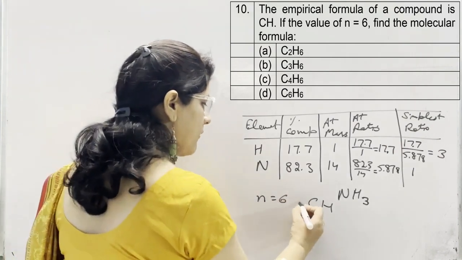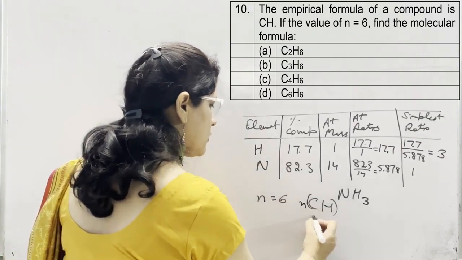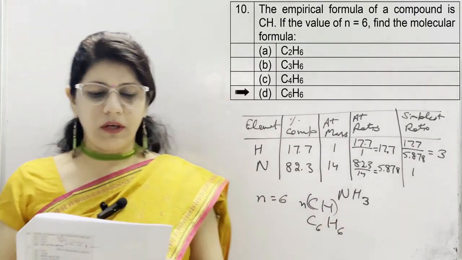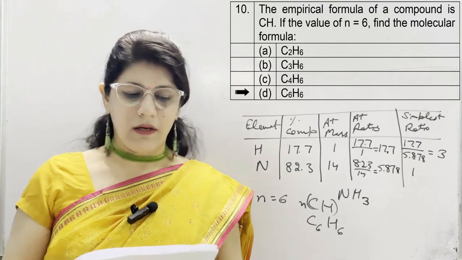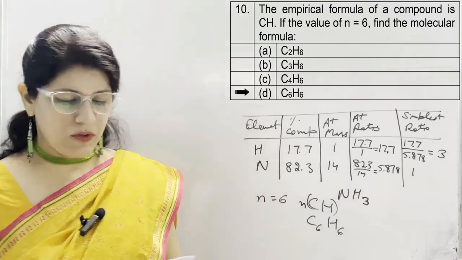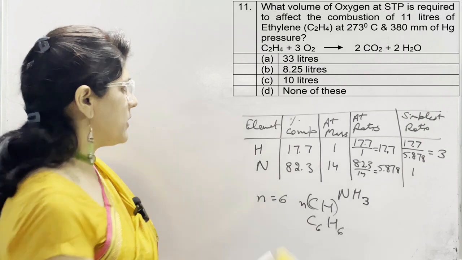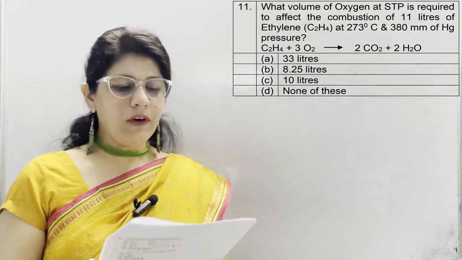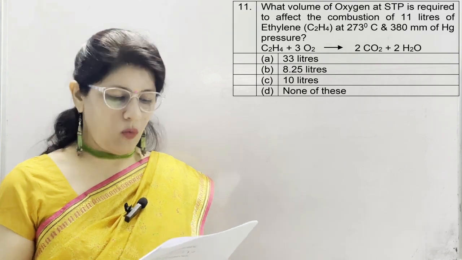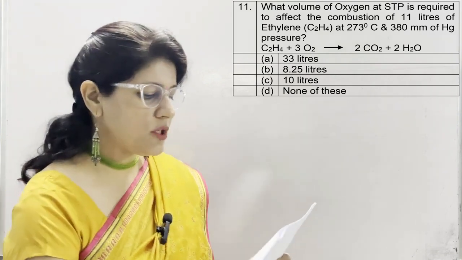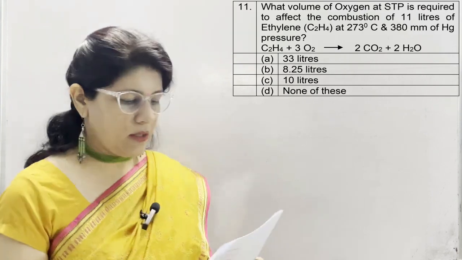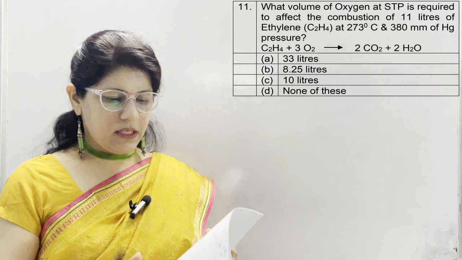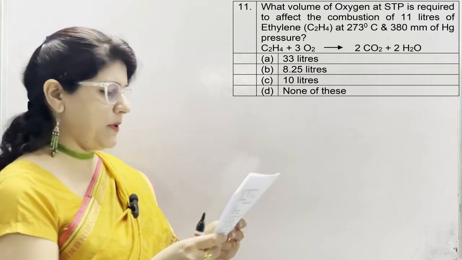Molecular formula: we have to multiply the empirical formula with n. So it means C6H6. And this is option number D, which is correct. A, B and C are incorrect options here. Now coming to Gay-Lussac's law, which is question number 11. What volume of oxygen at STP is required to effect the combustion of 11 liter of ethylene at 273 degrees Celsius and 380 millimeter of mercury pressure?